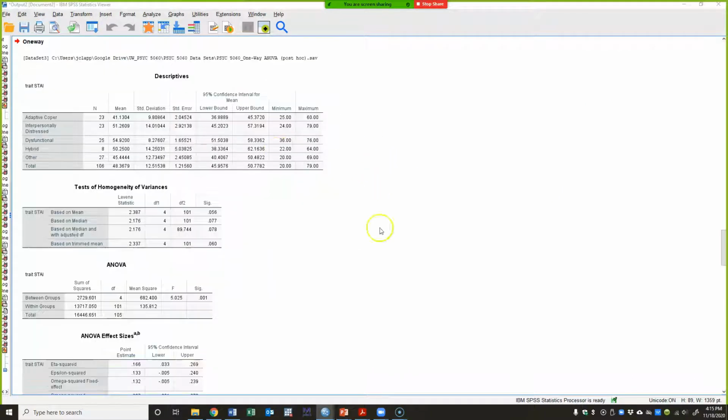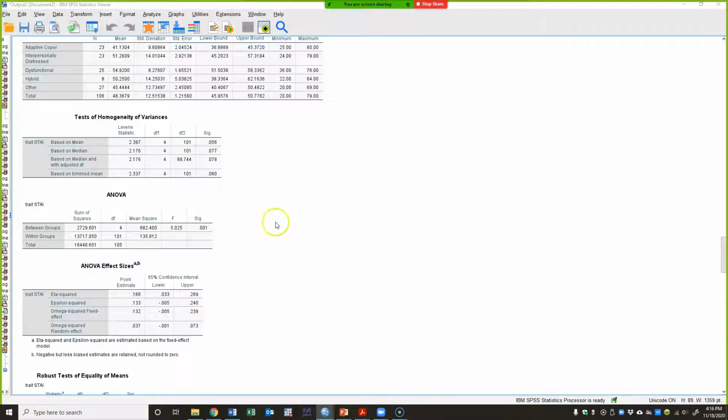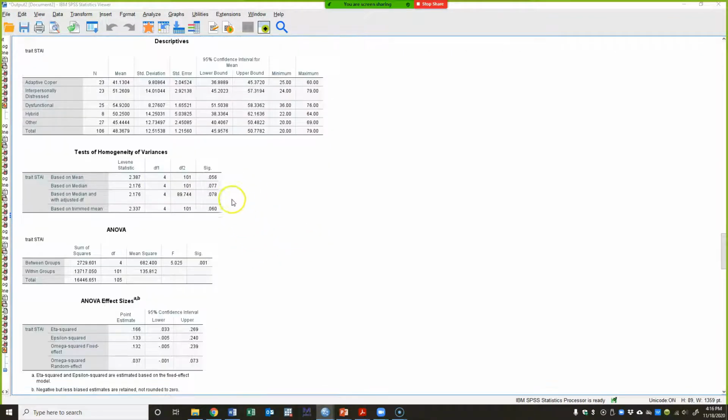All right. So if we're going to go through, take a look here. We've got our coping profiles. We're seeing that we have an unbalanced design. So we got 23 adaptive copers, interpersonally distressed. So we're looking pretty good. But then we get into hybrid, and we've only got 8, right? So we clearly have an unbalanced design here, right? If we go down through, we see my homogeneity of variance test.